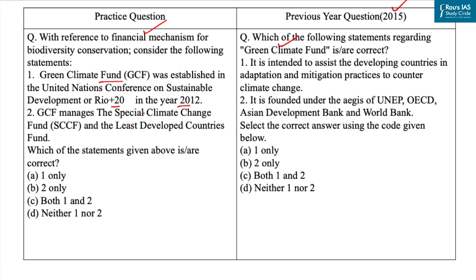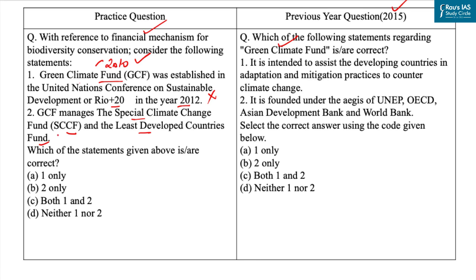in the year 2012. Now, this statement is incorrect as at the COP16 in 2010, parties established the Green Climate Fund and in 2011, it designated it as an operating entity of the financial mechanism. Now, let's come to the second statement. Green Climate Fund manages the Special Climate Change Fund, that is SCCF, and the Least Developed Countries Fund.